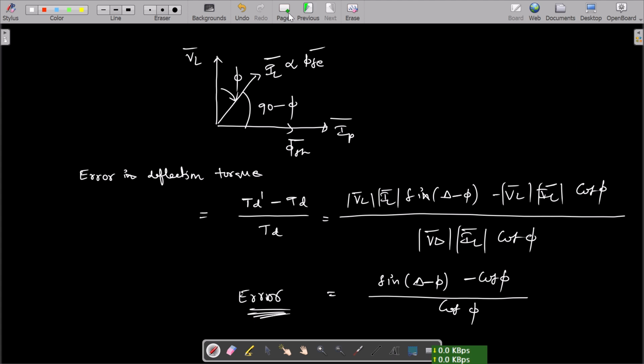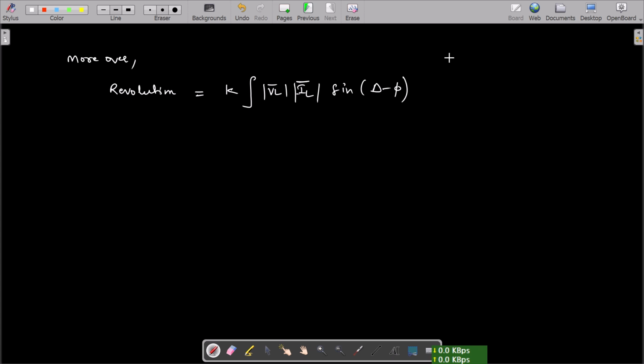And another thing we have previously got: the revolutions made by the disk will be equal to k times the integral of VL bar IL bar sine of delta minus phi dt, which will not be equal to k times the energy.